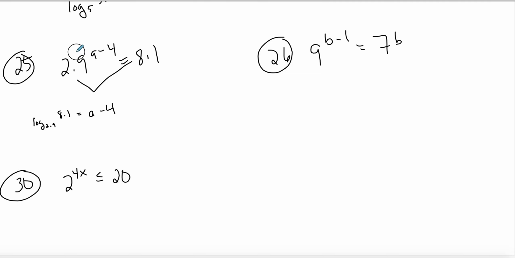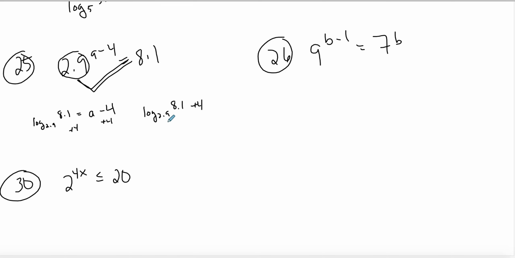Okay, start from the base, which is the 2.9, check mark it, boom, boom. Log base 2.9 of 8.1 is equal to the exponent. Remember, logs always equal the exponents. Okay, this is something you can just slap in your calculator using change of base, but I'm going to move the 4 over. Okay, so we'll have log base 2.9 of 8.1 plus 4 equals a.